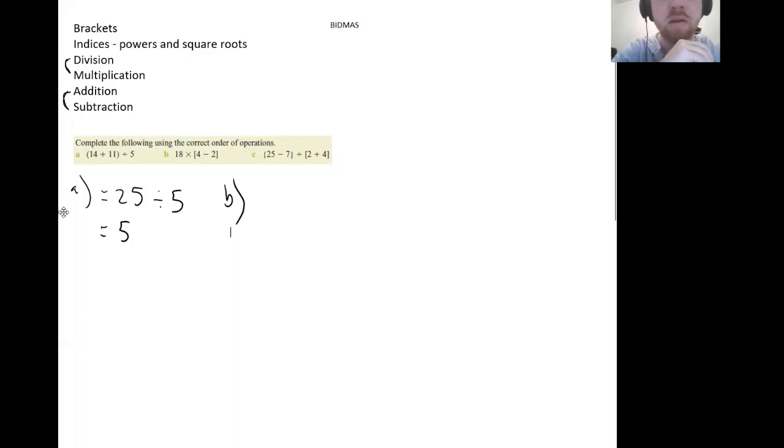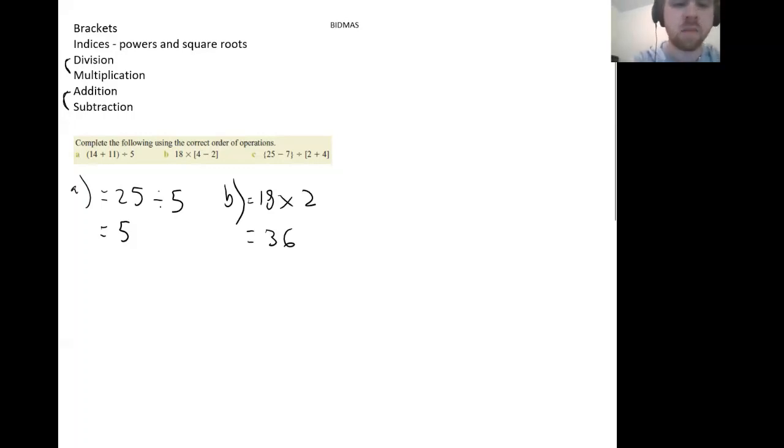So again, I need to do the brackets first. So I'm going to leave the 18 times as it is, and then I solve what's 4 minus 2? That's going to be 2. Now I can do 18 times 2, which will give me 36. So you see again how I've shown my working. I leave the 18 times for later because I need to do the brackets first.